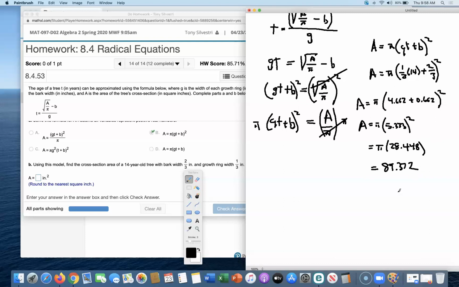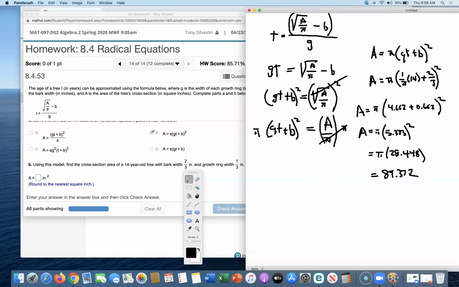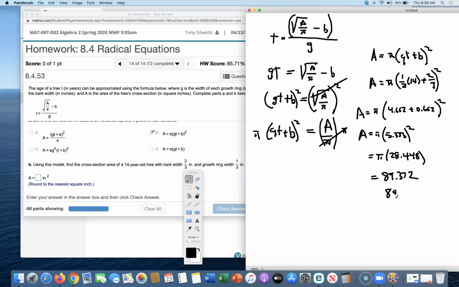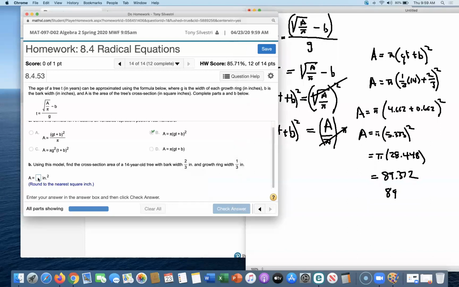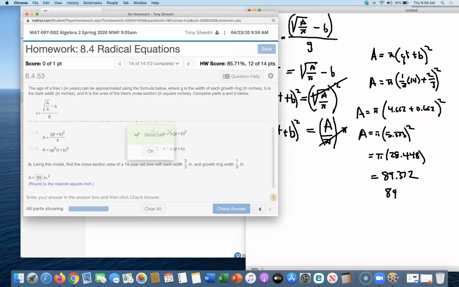Okay, there's my answer. They say round to the nearest inch. Don't put that in there. Nearest inch. They don't want any decimals. 89.3. 3 is a small number, so I'm going to round it to 89. 89. Hit enter. Thank God it works.